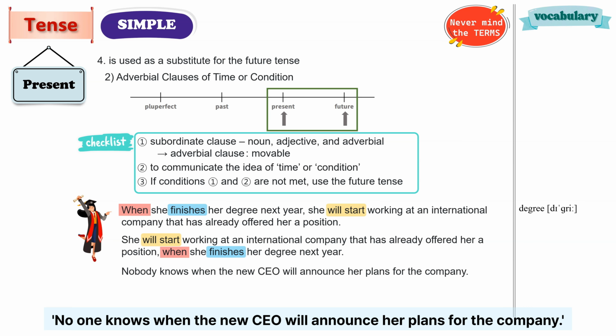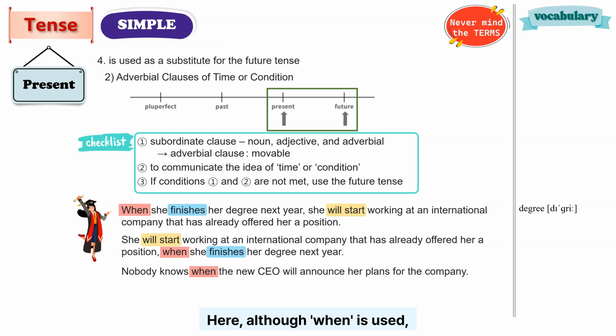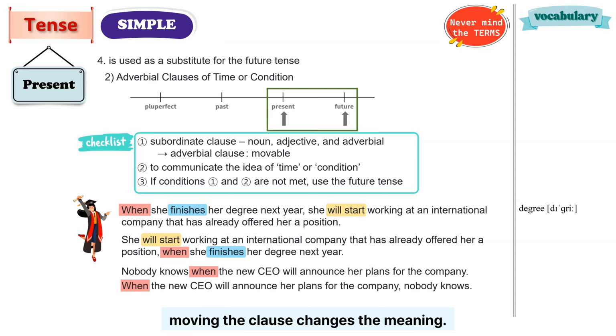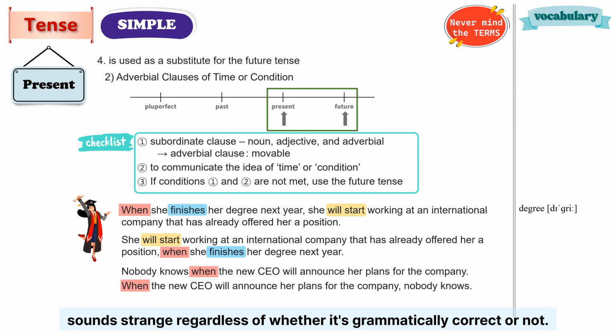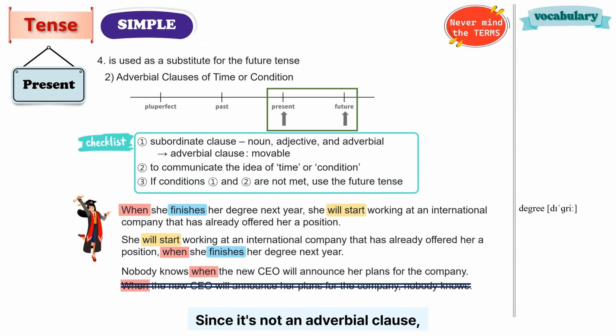No one knows when the new CEO will announce her plans for the company. Here, although when is used, moving the clause changes the meaning. When the new CEO announces her plans, no one knows. Sounds strange, regardless of whether it's grammatically correct or not. Since it's not an adverbial clause, we keep the future tense in the subordinate clause.